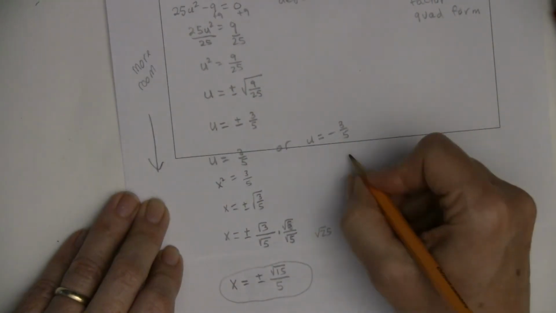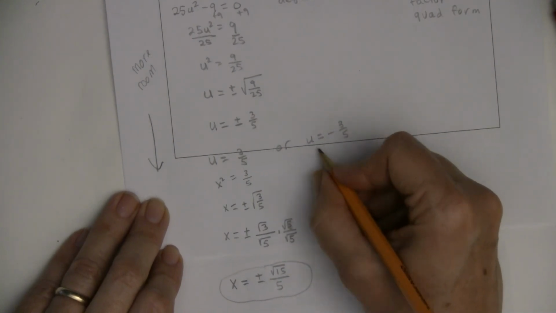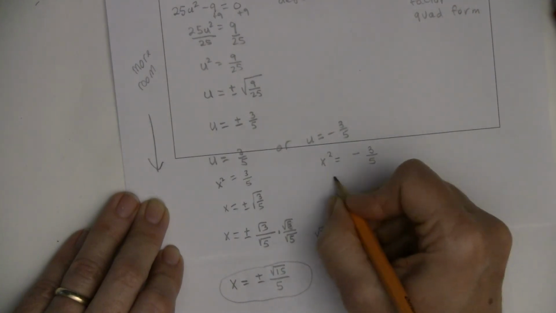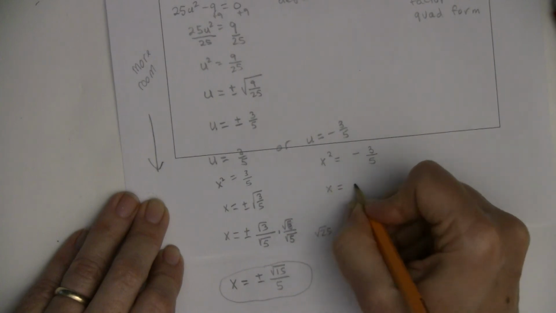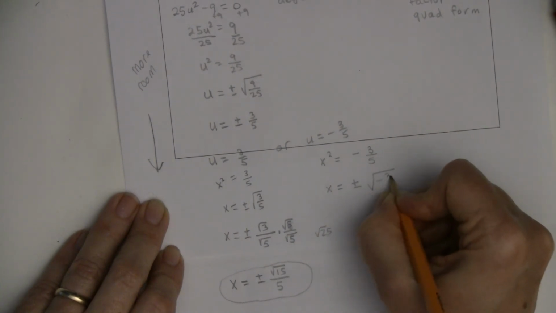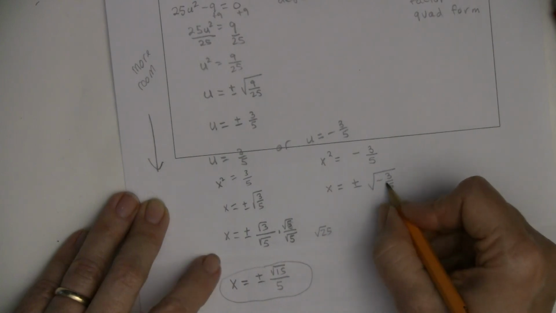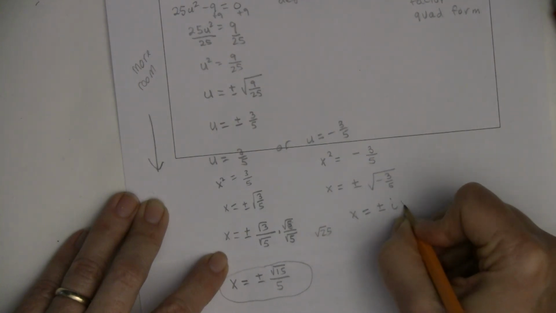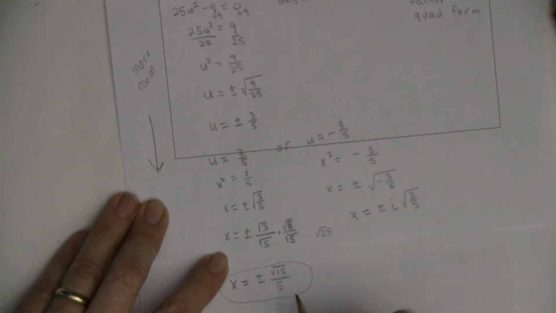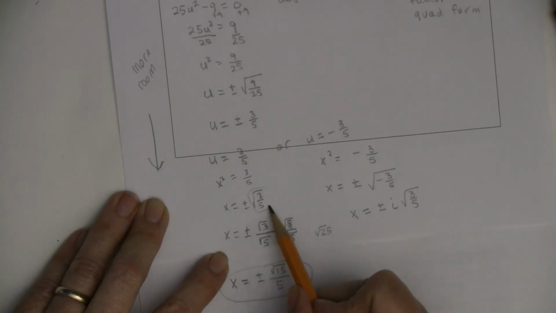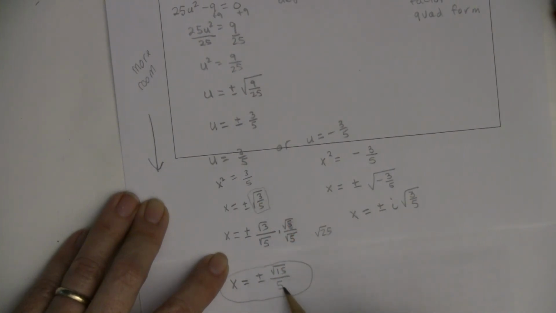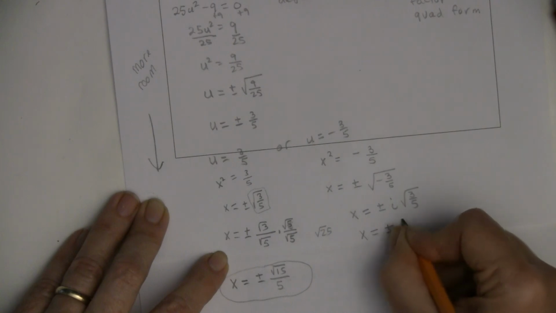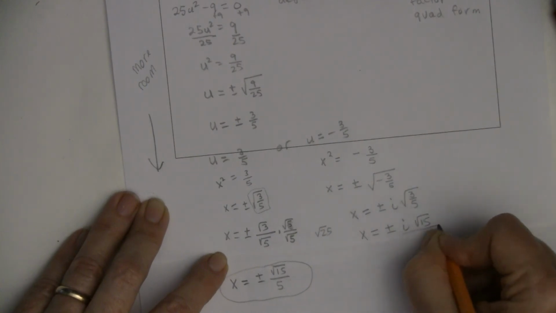Okay, so here, replacing u with x squared, we'll get x squared equals negative 3/5. Then doing the square root property, we'll get x equals plus or minus the square root of negative 3/5. Then you can pull out the i, so we'll get x equals plus or minus i times the square root of 3/5. And the square root of 3/5 is what we just simplified to be the square root of 15 over 5. So I'm not going to waste any time, I'm just going to go right to it. So plus or minus i times the square root of 15 over 5.